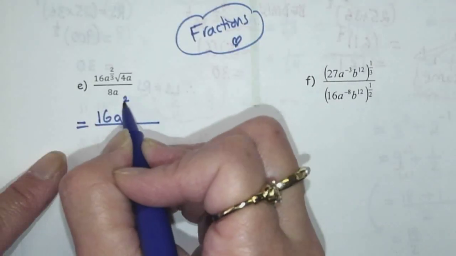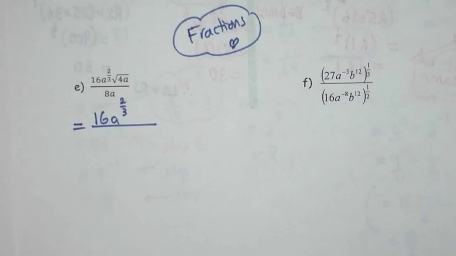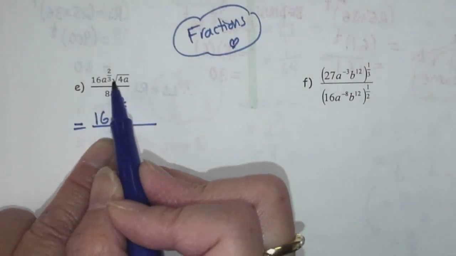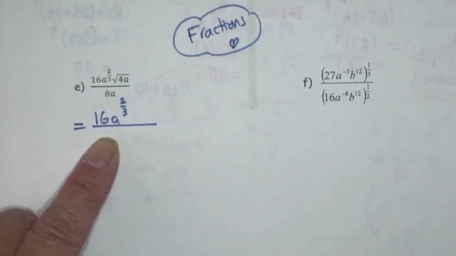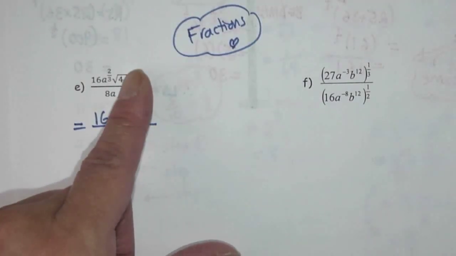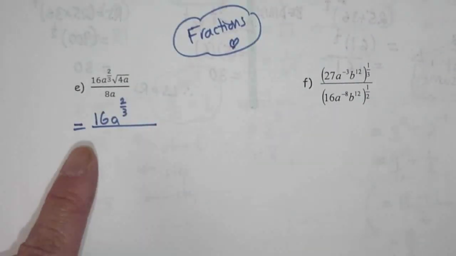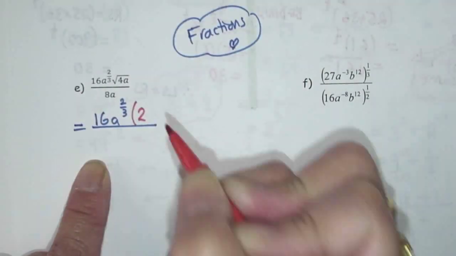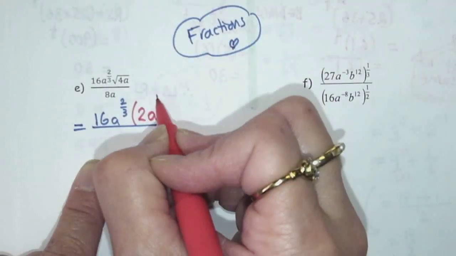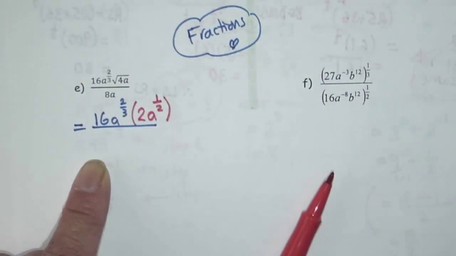16, a to the 2/3. Okay, don't write too small so you can't read your own writing. Here, I'm doing the square root of 4 and a. The square root of 4 is just 2. You can go ahead and do that. You don't have to save that and for anything else, just do 2. The a, square root of a, is 1/2.